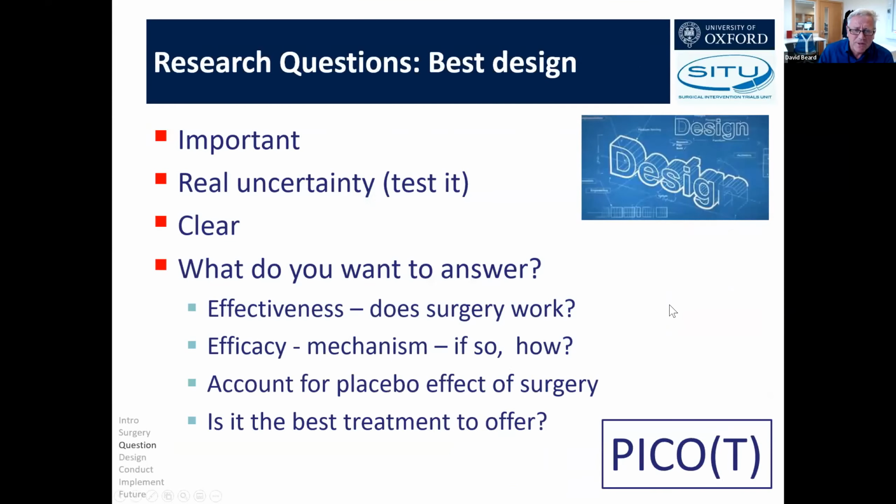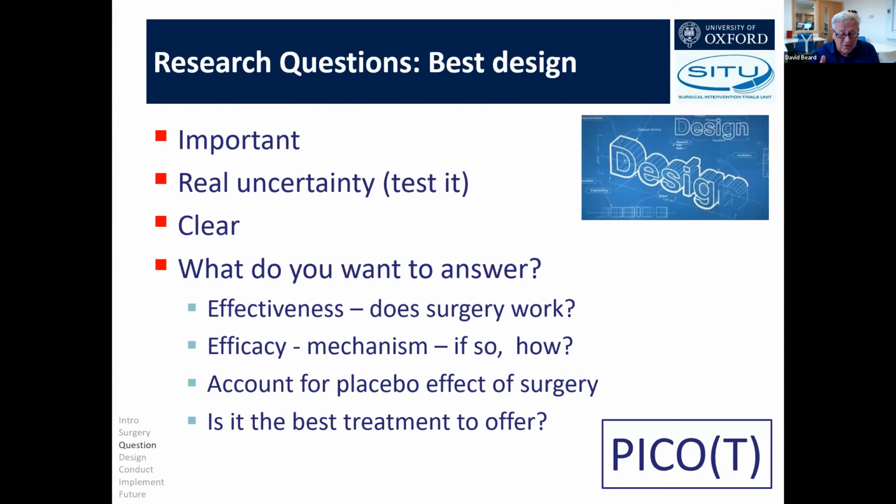Now, I love the research question and getting the right research question, because everything hangs from it. It's so important. And I'll talk about whether there's real uncertainty or not in a second. But it needs to be clear. It needs to be really clear what you want to answer. And it's not straightforward. You tend to think it is. So the first thing when somebody comes into my office, I say, what is it that you really want to answer here? Is it effectiveness? Is it that the surgery, you want it to work? Is it the efficacy and understanding the mechanism of it and how it works?